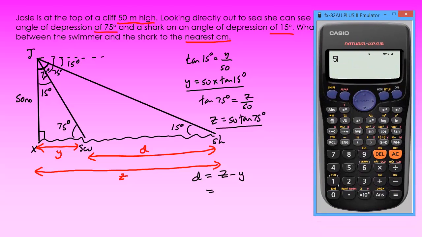So we're going to do 50 multiplied by tan 75, and we're going to take away 50 multiplied by tan 15, and now we want this to the nearest centimetre. This is in metres, so we want 2 decimal places, so that's going to be 0.21. So that's 173.21 metres.